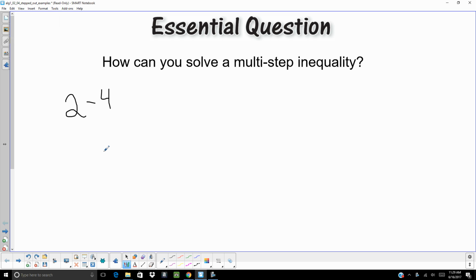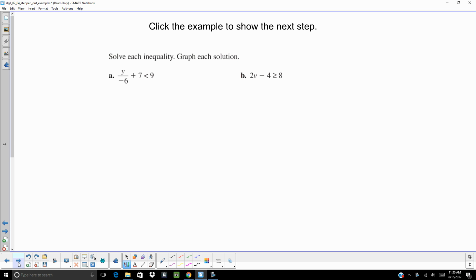Today we are doing chapter 2, section 4 in algebra 1, and our essential question is, how can you solve a multi-step inequality? Now, the answer to that is pretty much how you solve an equation, but the difference is, instead of an equation, we've got an inequality. So we're going to be tying together some previous knowledge from the last two sections. So we want to solve each inequality, and we're going to graph our solution.